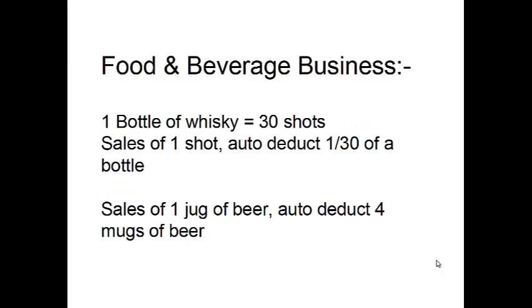If you have, for example, a bottle of whiskey, and you can sell 30 shots in one bottle, then the system will auto-deduct 1 out of 30 of a bottle. Or if you sell 1 jug of beer, you auto-deduct 4 mugs of beer.